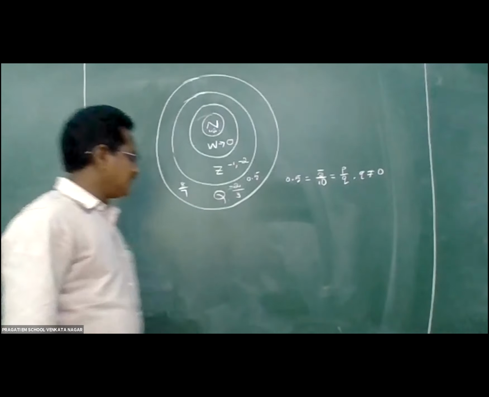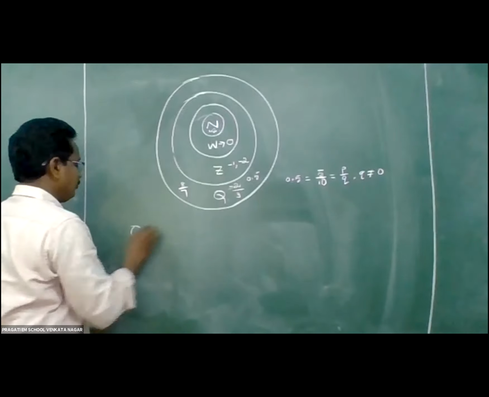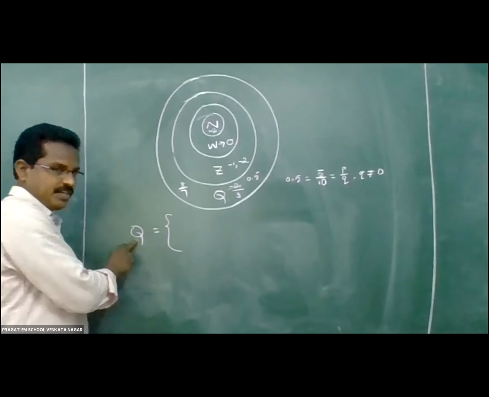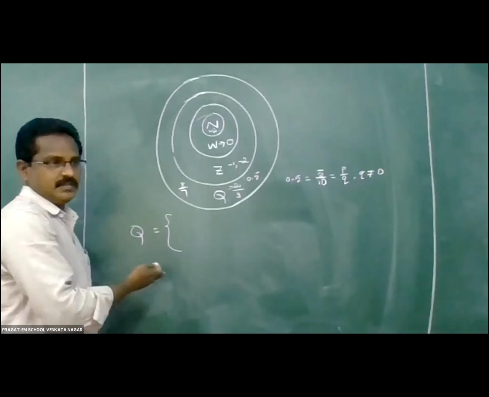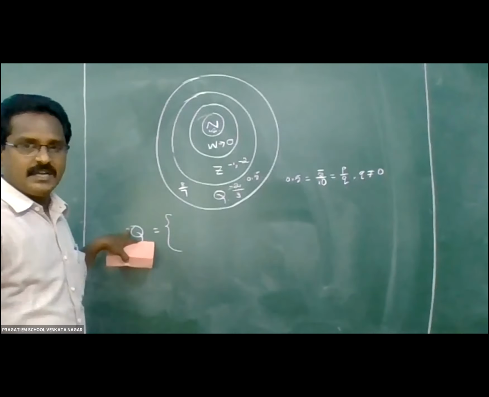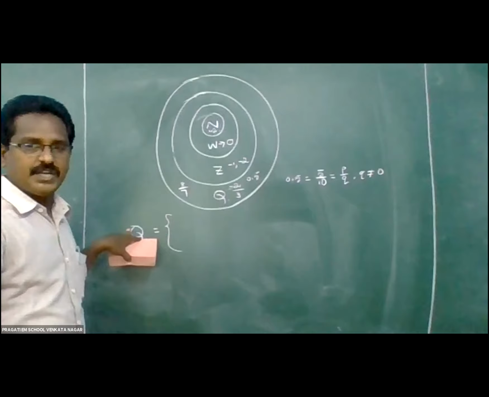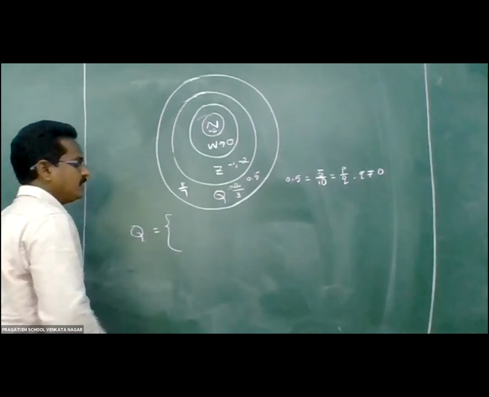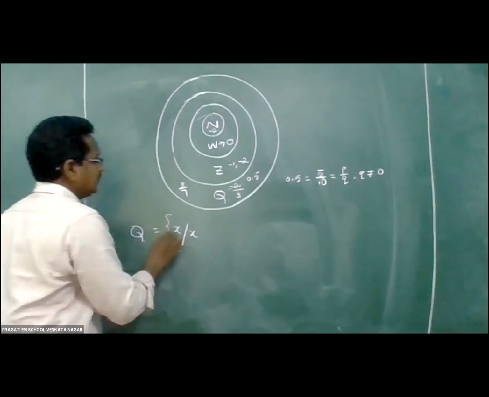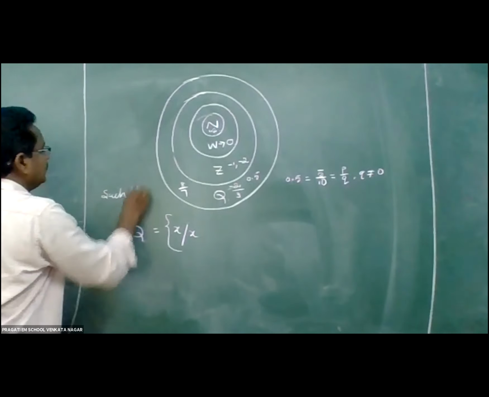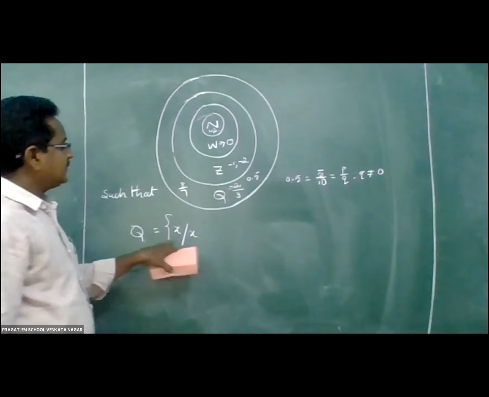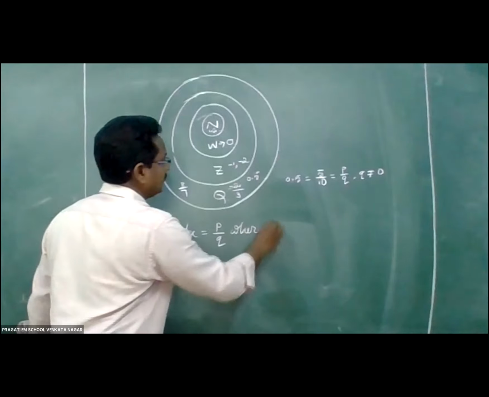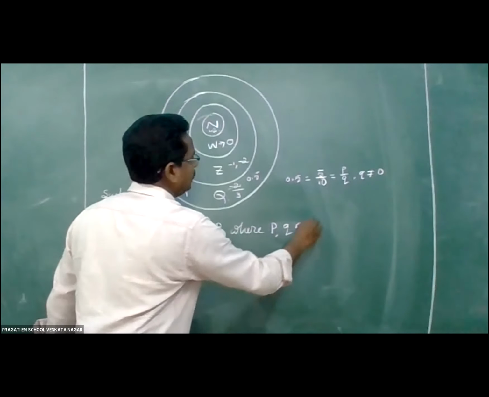Now, children, rational numbers can be written using the set builder form. How to write this? Q is equal to, Q means quotient numbers. Rational numbers are also known as quotient numbers. That's why rational numbers are represented by capital Q. Here it can be read as: x such that x is equal to p by q, where p, q belong to Z.